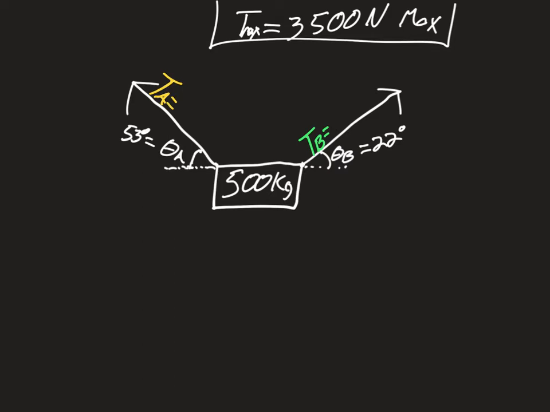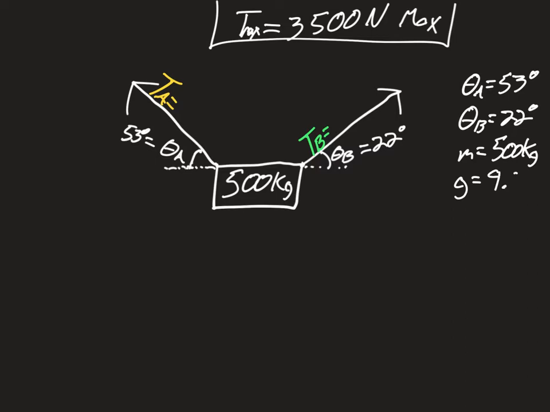What we do know, however, is we know that angle theta A is 53 degrees, angle theta B is 22 degrees. We know the mass is equal to 500 kilograms, and we know that gravity is going to happen on Earth, so that's going to be 9.8 meters per second squared. You should also know that gravity, and so we'll go ahead and draw gravity, acts straight down, and it's just going to be that mass times little g. And so we could actually go ahead and calculate gravity if we want, but let's hold off on that for just a second.